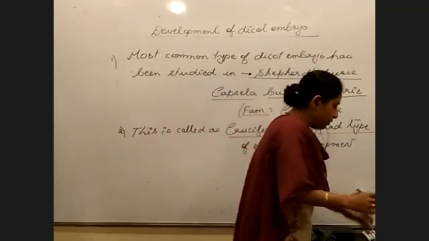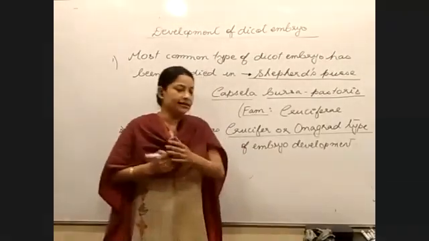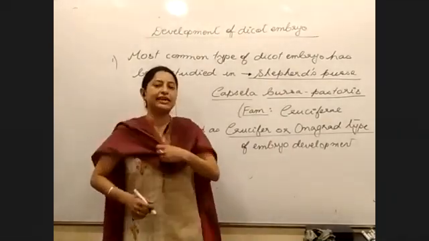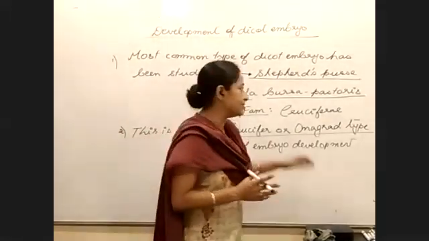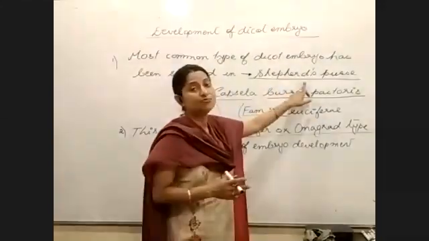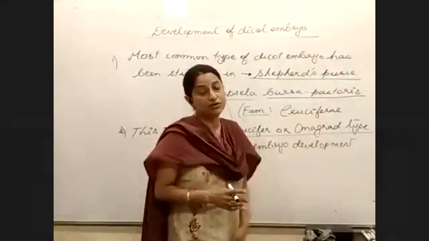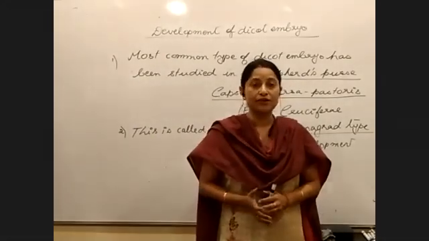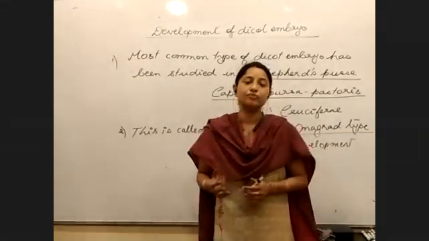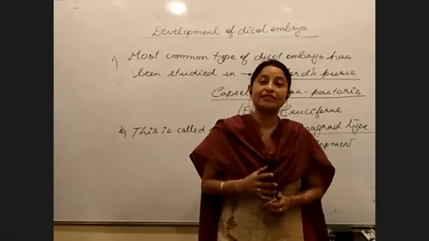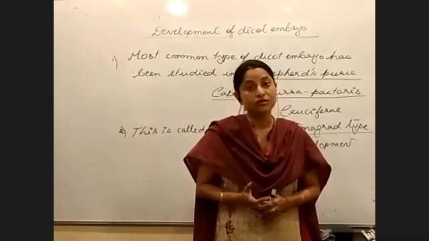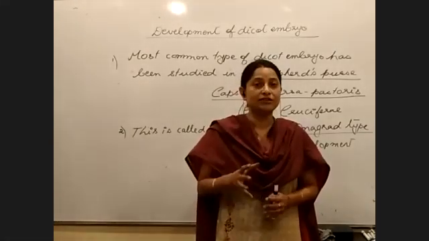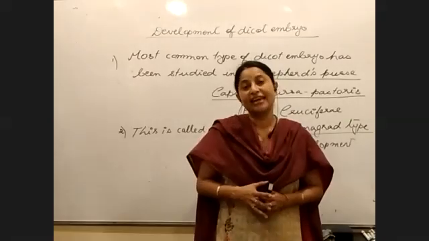Right? So we are going to study the development of the embryo in case of a dicot plant, and the plant that has been taken into consideration is shepherd's purse or Capsella bursa-pastoris. Now, talking about embryo development in dicots, depending on the plant, we see certain different types and different stages also, right?